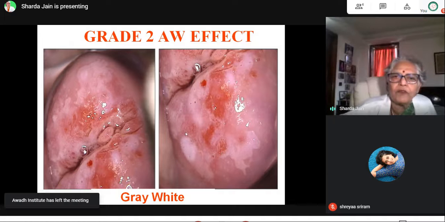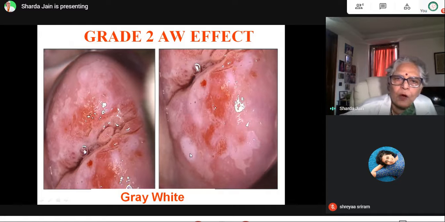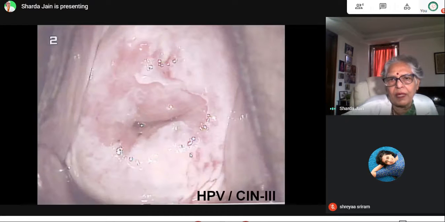If you take a biopsy from this particular area, probably it may be CIN1. So you need to take a biopsy. Where do you have to take it from? You have to take it from the area with the most opaque area, or from the mustard-colored area. Now you can see here the opaqueness is really dense.